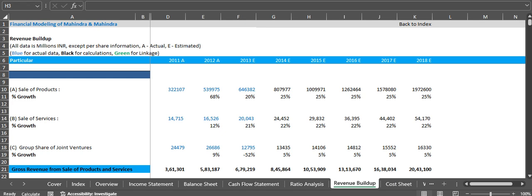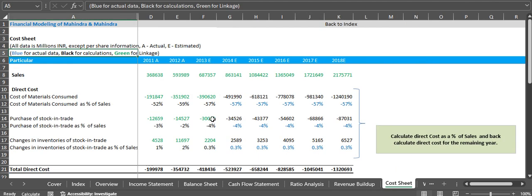So in the last video, in the first part, we discussed the automobile financial model. It's a revenue builder, and in this video we are going to discuss the cost sheet and other parameters of the automobile industry. So let's come to the sheet. This is the cost sheet for the particular model.